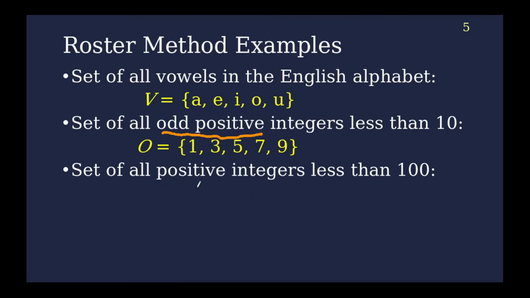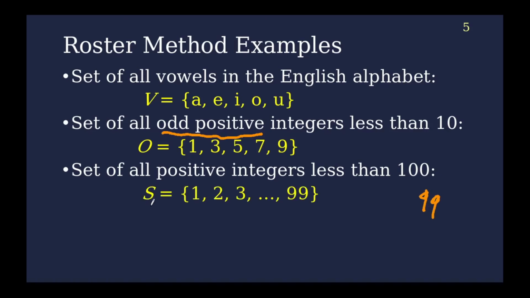Now, how will you write the set of all positive integers less than 100? Positive integers start from 1, so there are a total of 99 elements in this set. It will require a lot of space to represent all the values in the set. So for that reason, we use the ellipse notation.